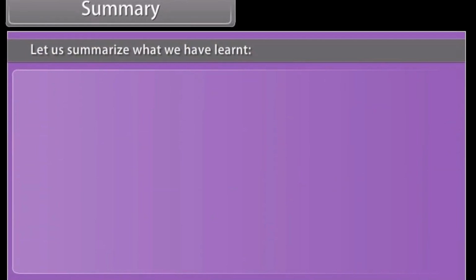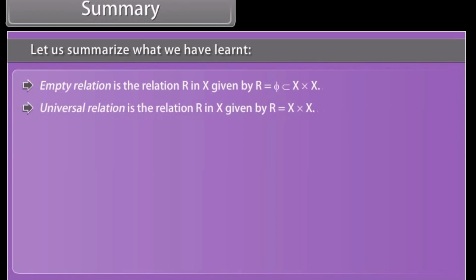Summary. Let us summarize what we have learned. Empty relation is the relation R in X given by R equal to the null set, which is a subset of X cross X. Universal relation is the relation R in X given by R equal to X cross X.